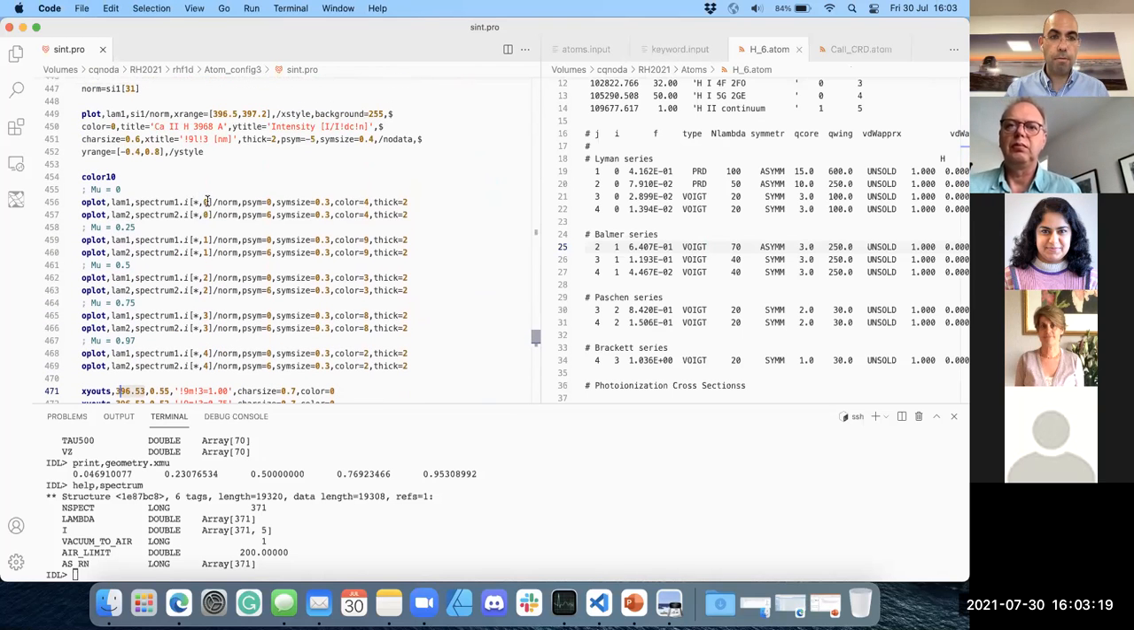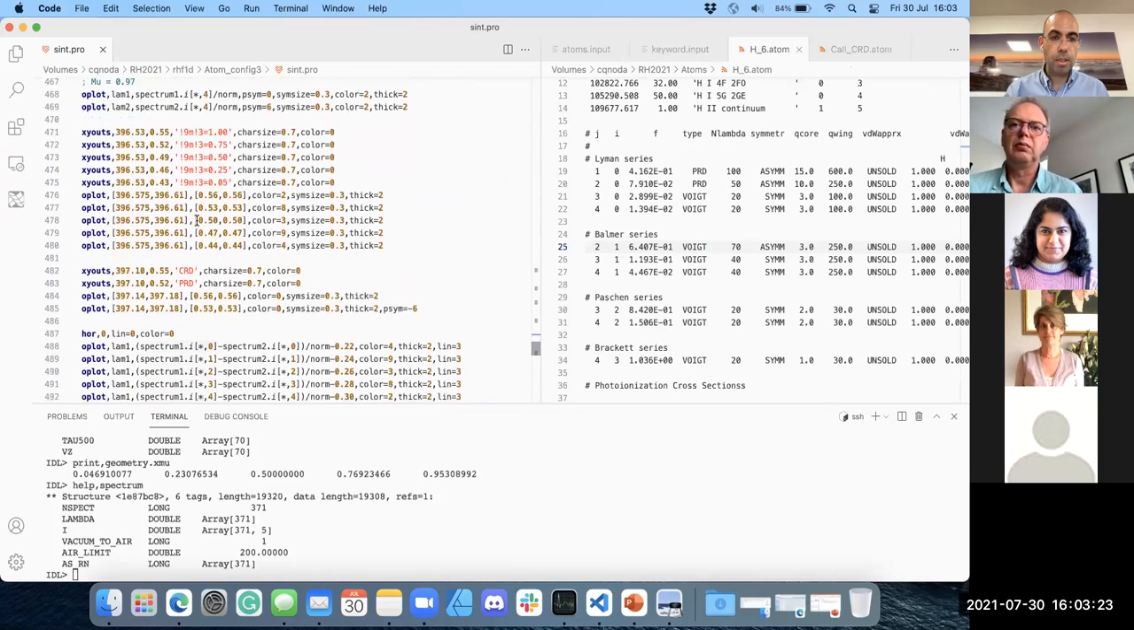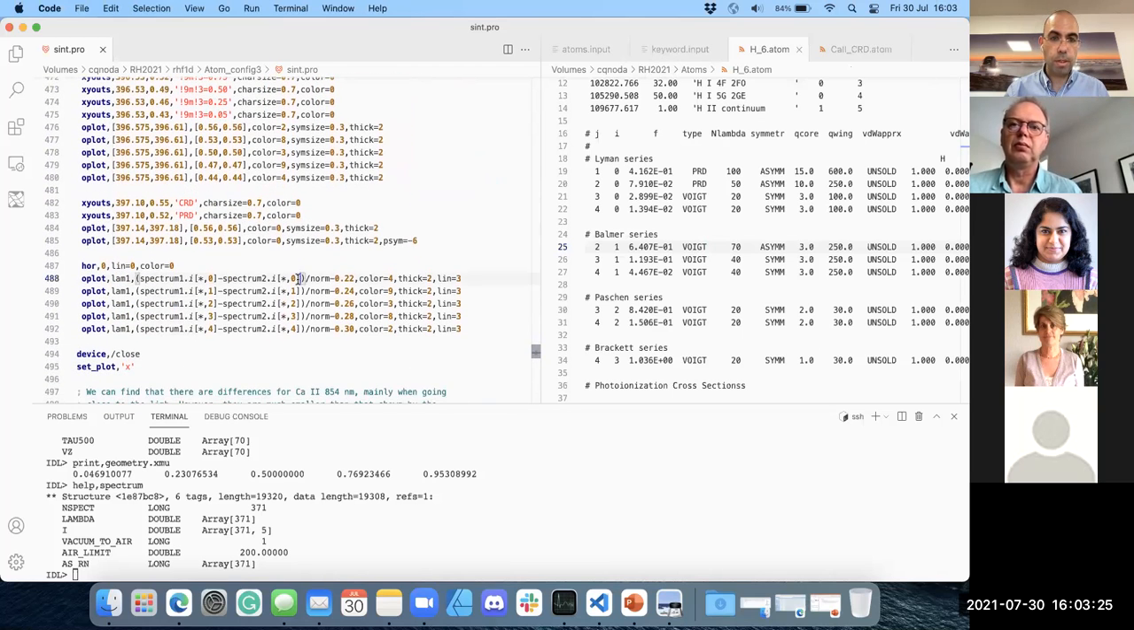So you will have 5 rays, and you just plot one on top of the other, and then you plot the difference between one ray computed in PRD and the other ray computed in CRD. And then you can check what happens when you go to mu equals 0, that is close to the limb.